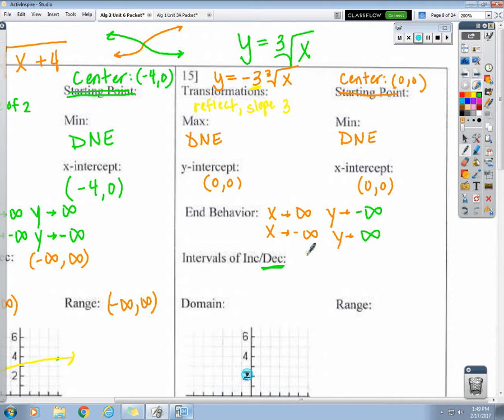And with cube roots, isn't it always negative to positive infinity? You just have to decide which one it's doing. And that's also the domain. And the range is also all real numbers because it goes up and down forever.